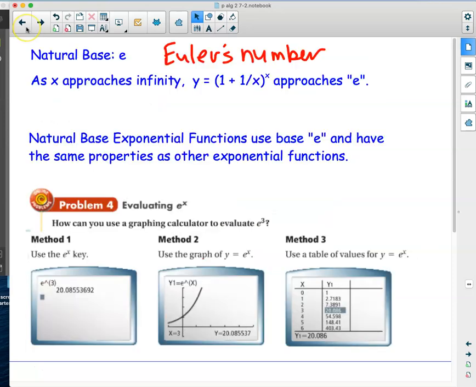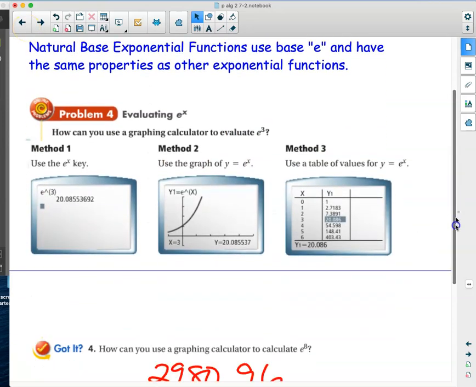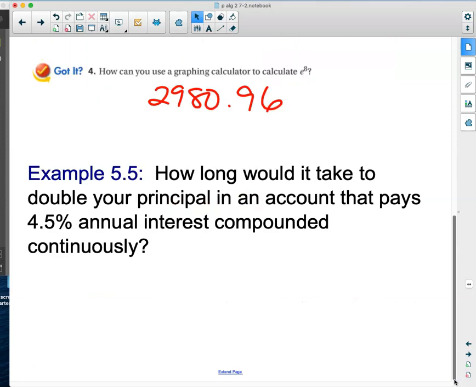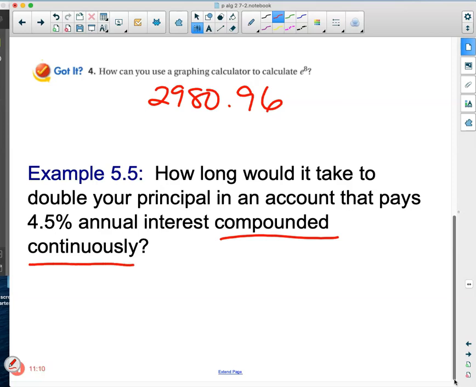So now let's back up down here. How long would it take to double your principal in an account that pays 4.5% annual interest compounded continuously? So as soon as I see this, I think stinky green shampoo.